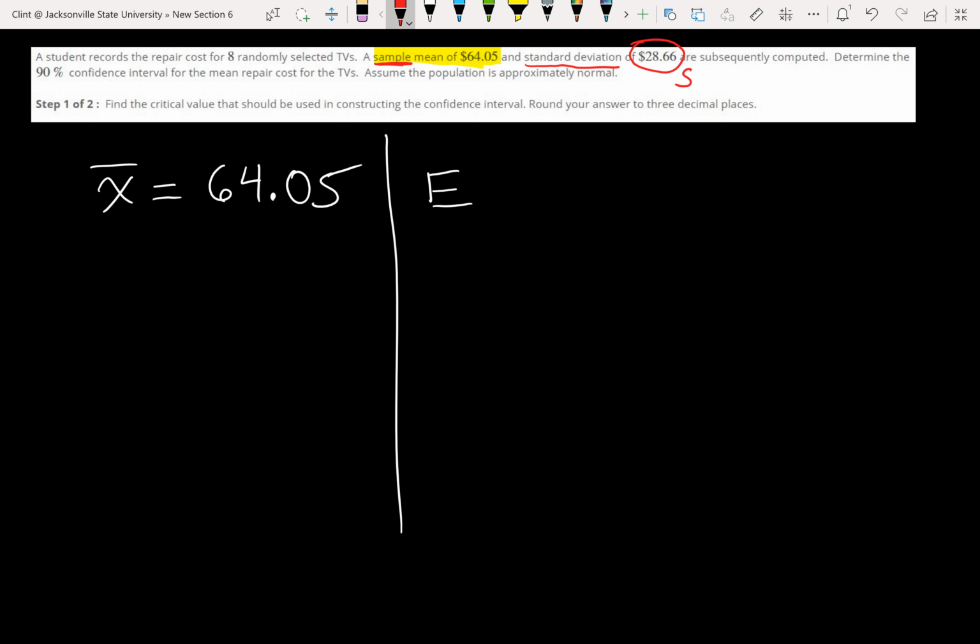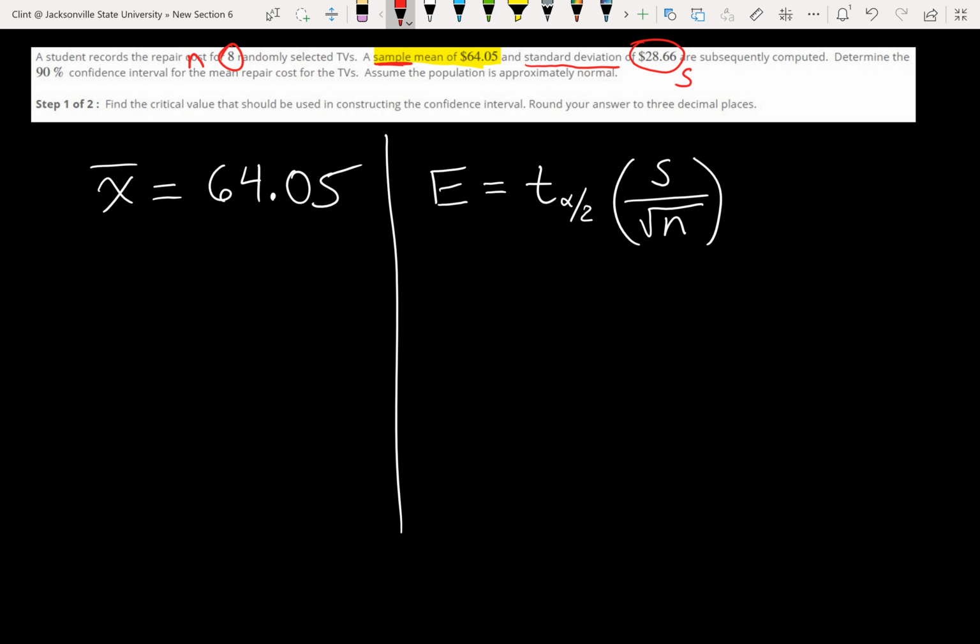Okay, so our margin of error formula here, let me rewrite that, E, it's kind of messy. We have a critical t value, t sub alpha over 2, times s, the sample standard deviation, divided by the square root of n. So we need a critical t, we need our sample standard deviation, and we need our sample size. We've got s already, 28.66. Our n, our sample size, is 8 here. The only other piece of information we're missing is this critical t value.